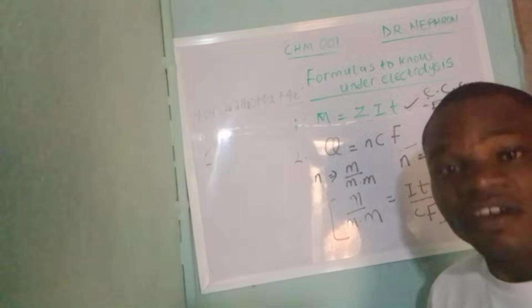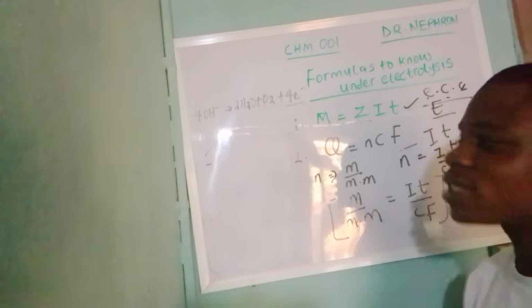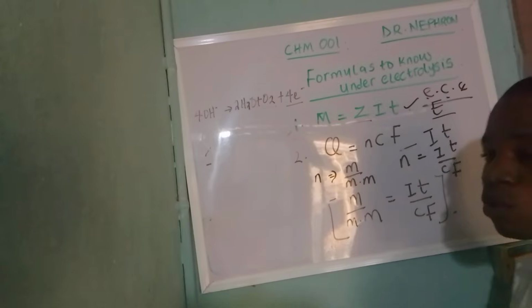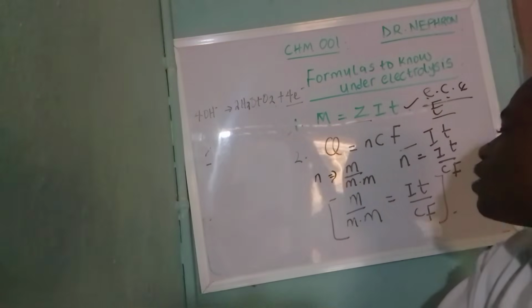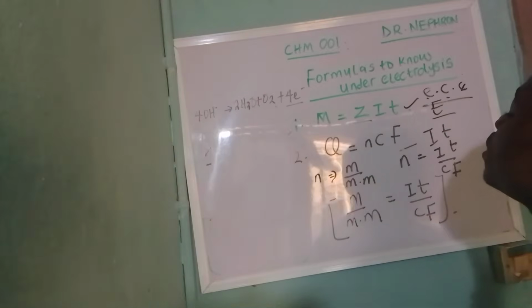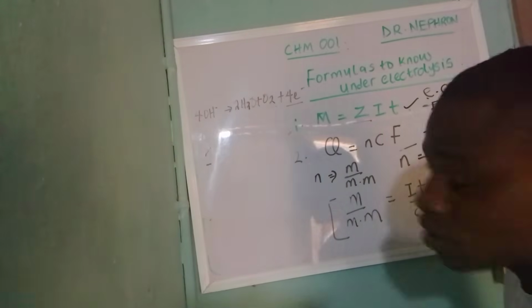Multiplied by the Faraday constant. I hope you are getting that. So that's the second formula. Now, if my number of moles is given as another thing, this one is mass over molar mass.